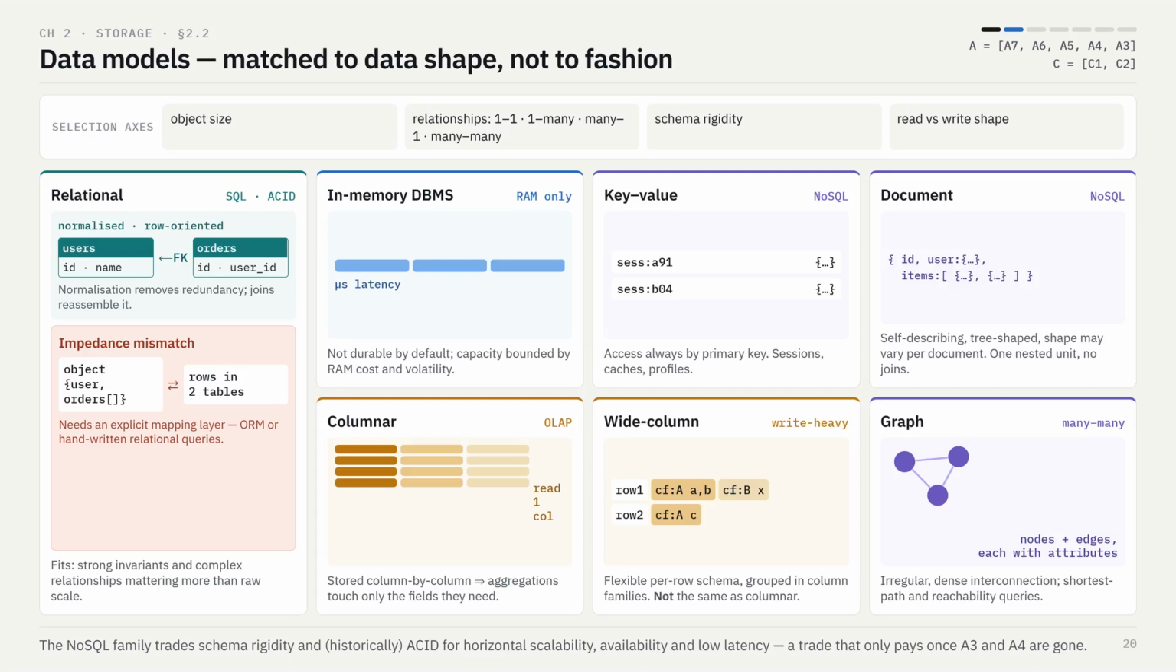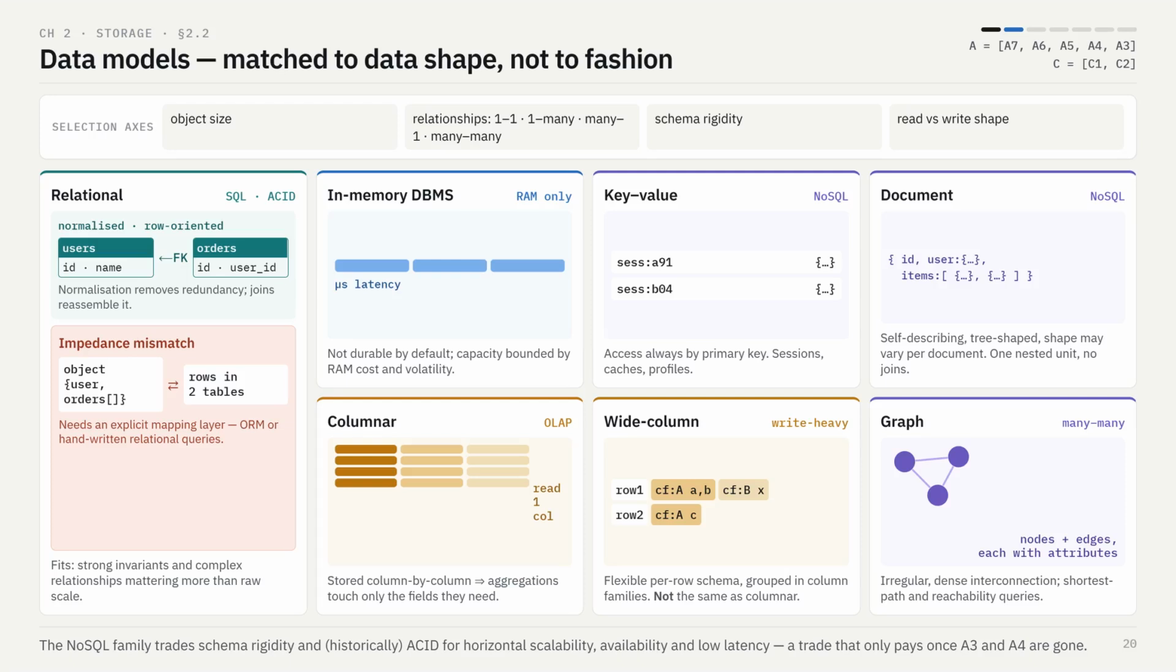The common categories are these. A key value store holds data as key value pairs, where the key is a unique identifier and the value may be an object of arbitrary complexity. It's well suited to session-oriented workloads, where access is always by primary key. A document database stores self-describing documents, hierarchical, tree-structured records whose shape may vary from document to document. It suits unstructured data or complex nested structures that are naturally stored and retrieved as a single unit.